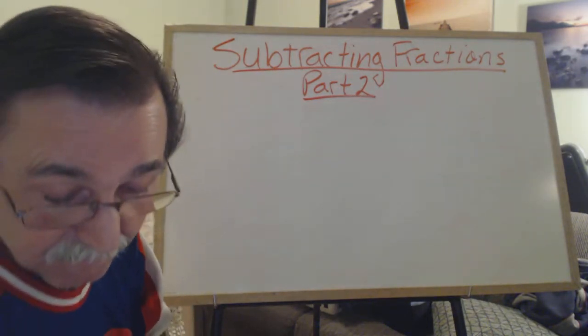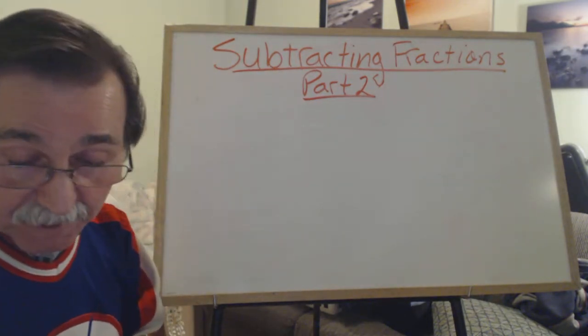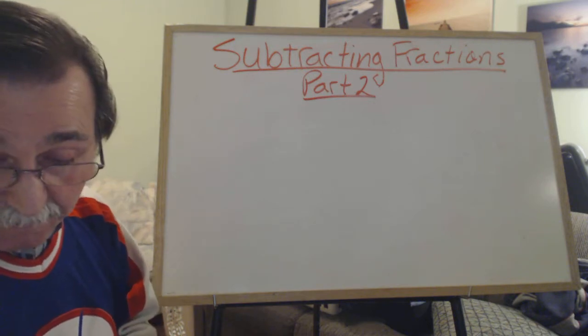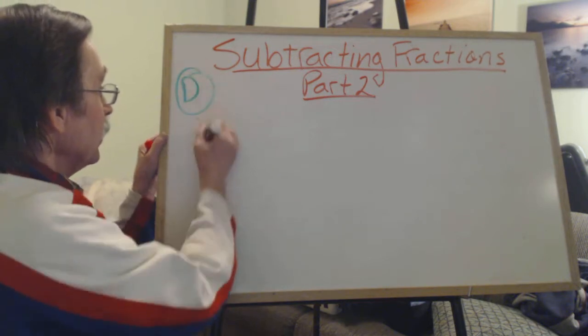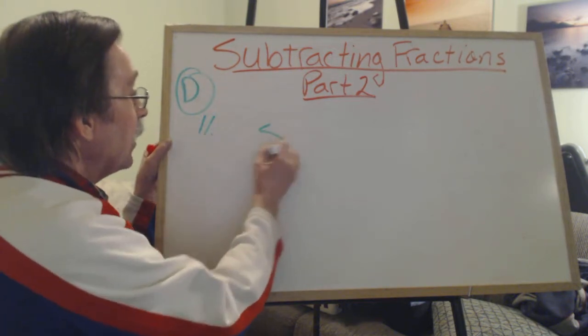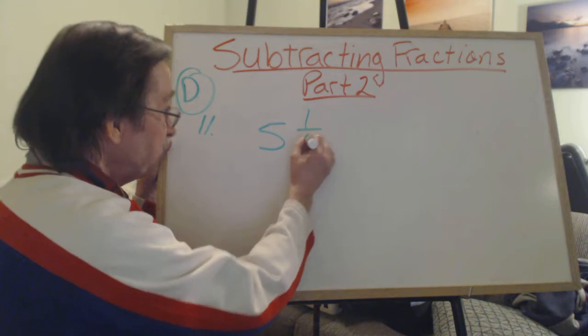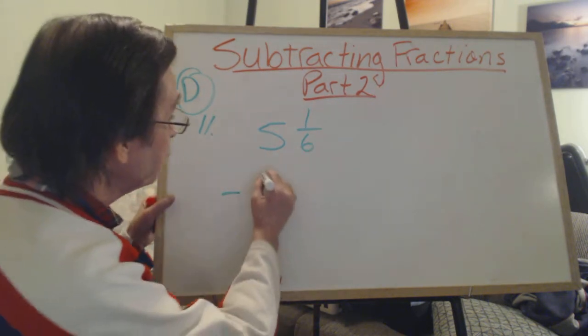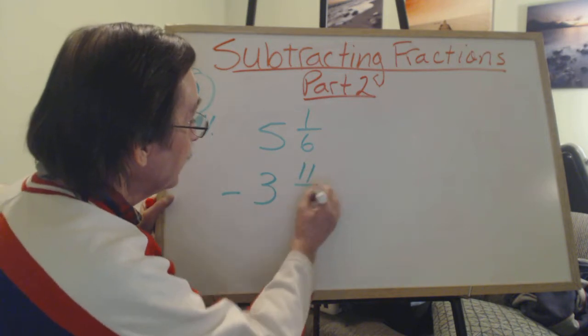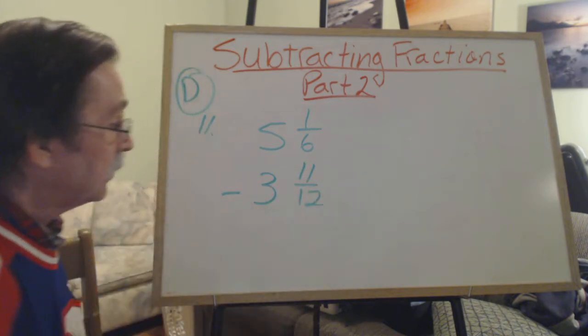This is still on page D, number 11. It's 5 1/6 subtract 3 and 11/12.